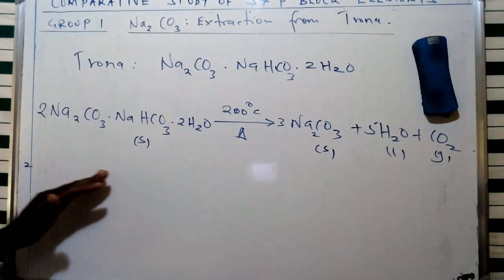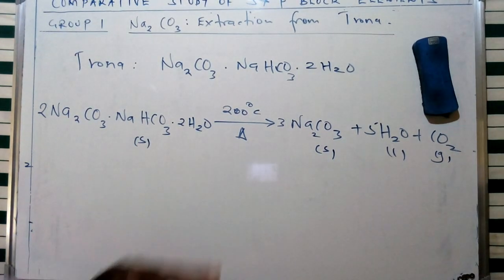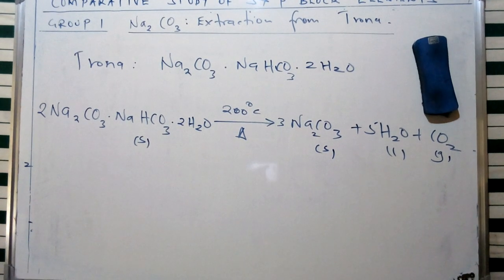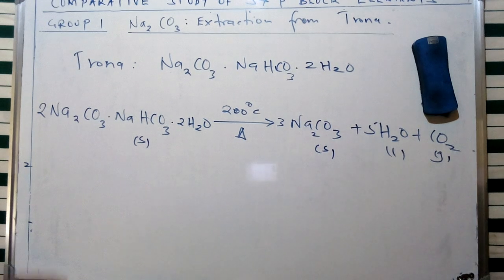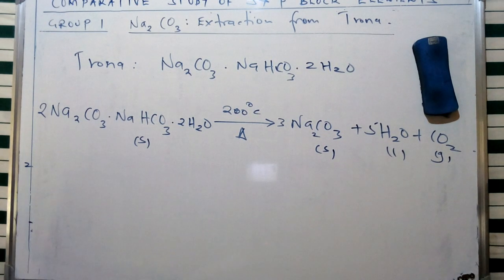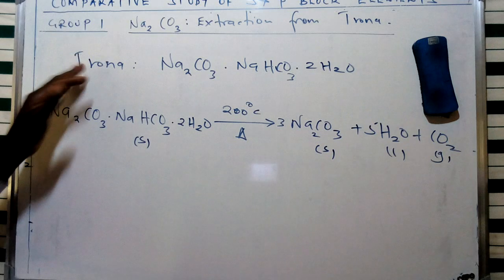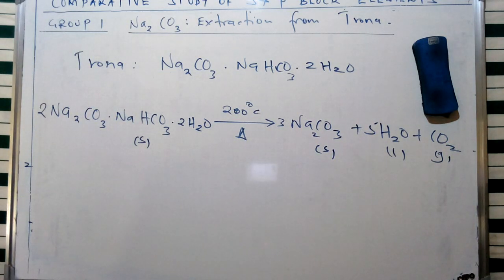Now this Trona is going to be decomposed to form sodium carbonate, and this is one of the ways in which we can obtain sodium carbonate from Trona. This forms a final bit of the various reactions which we have looked at for group 1 elements, especially the essential compounds which are going to find wide application in our day-to-day applications.